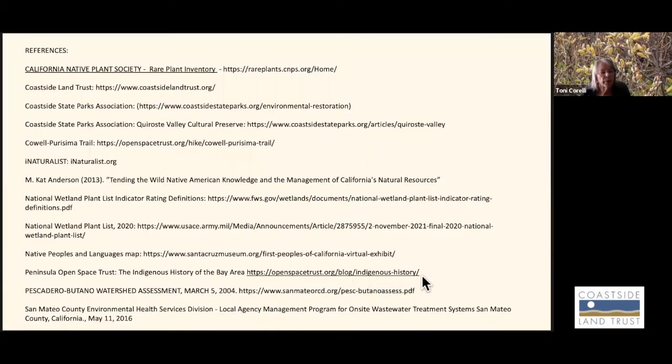Here is a reference page that you can look at later if you're interested in learning more about our wetland indicator plants and habitats.